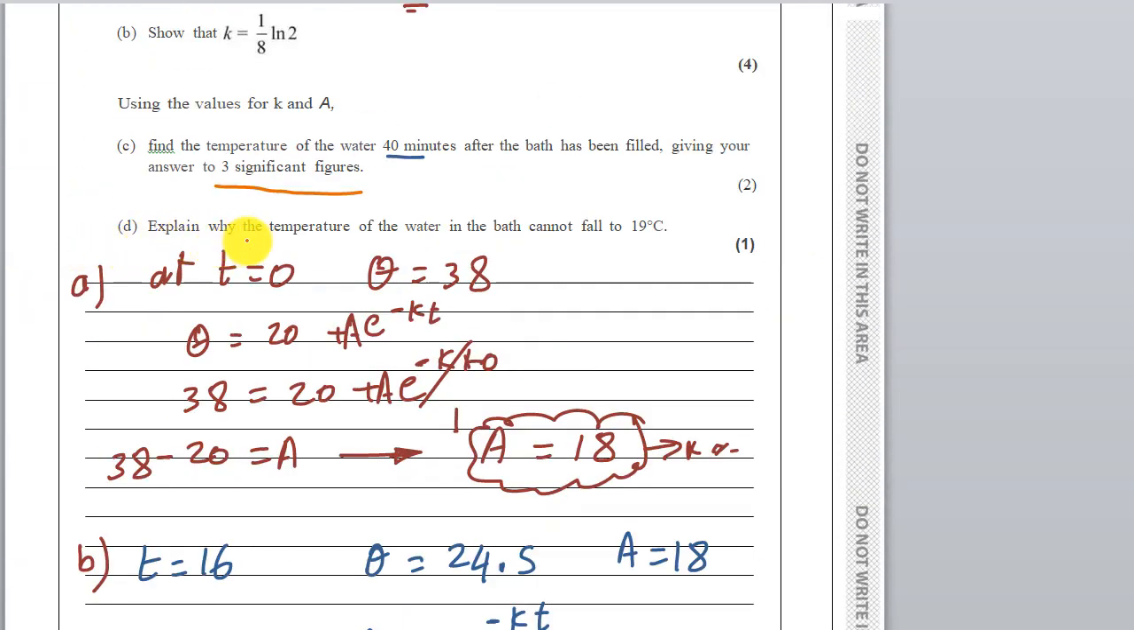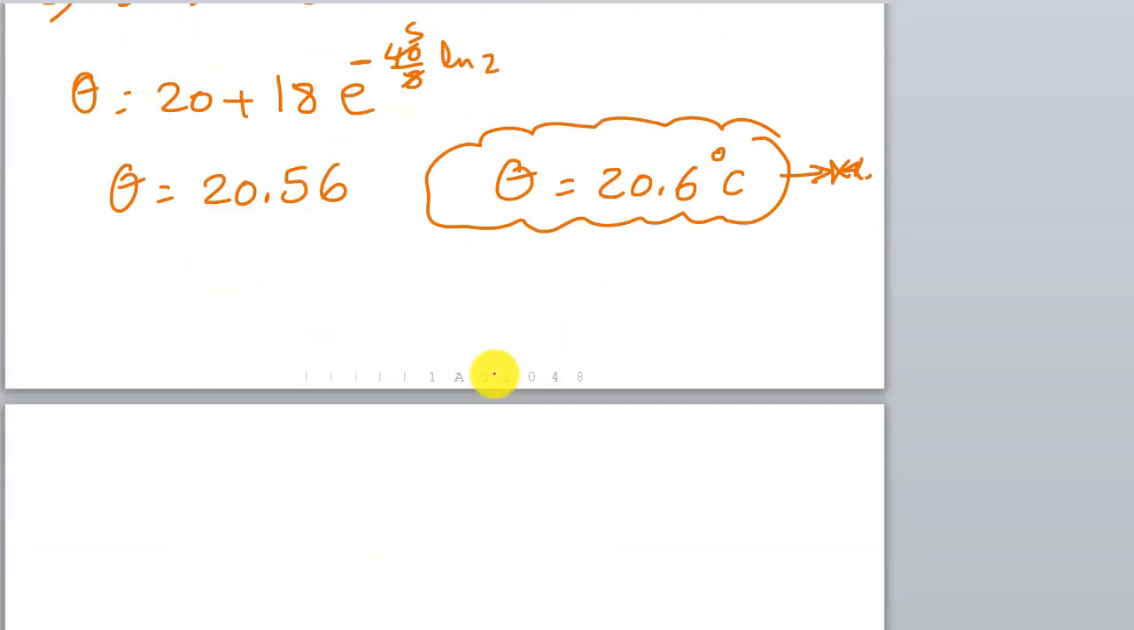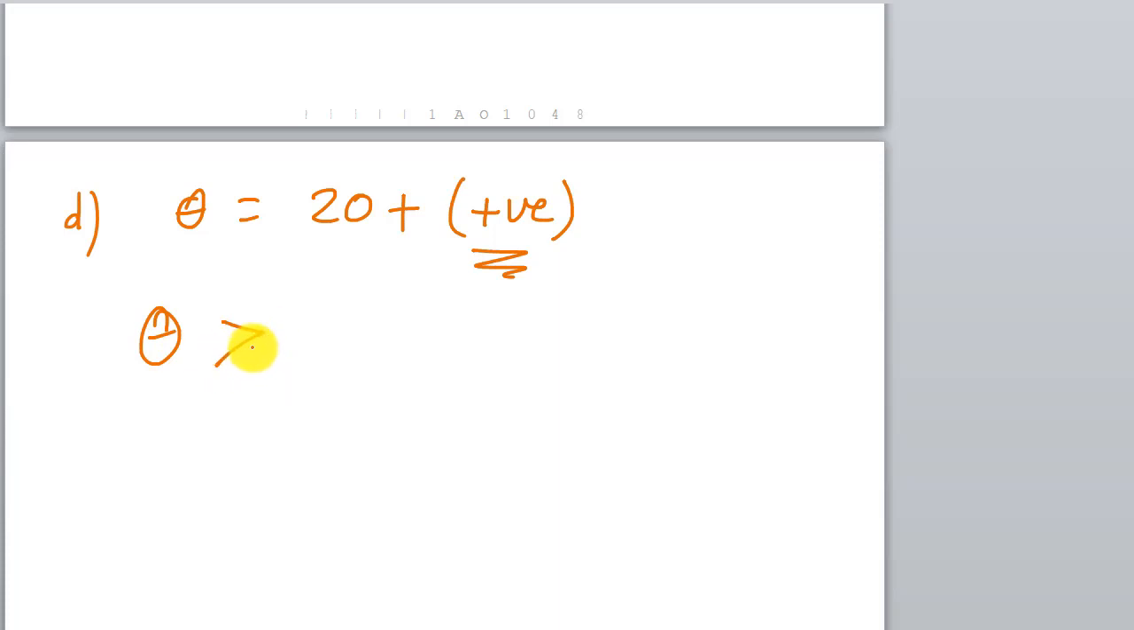Now explain why the temperature of the water in the bath cannot fall to 19, because actually this part is all the time positive. So this is part D. We have theta equal to 20 plus a positive value. It's never negative. So theta is bigger than 20. So theta will not ever equal 19. Okay, this is the answer of the question.